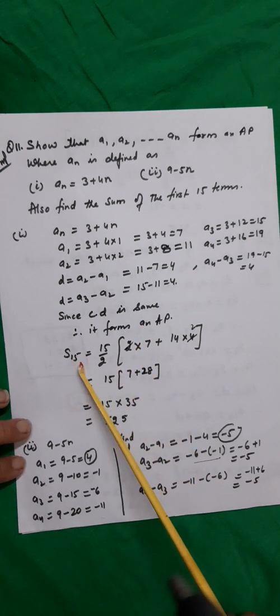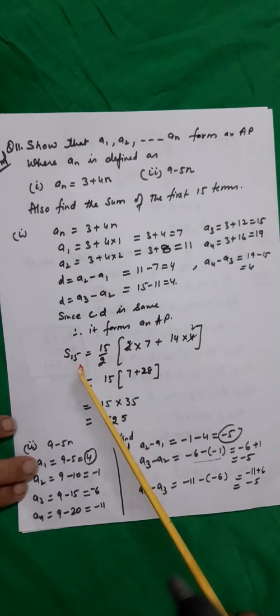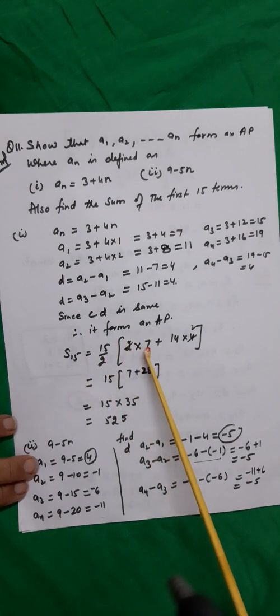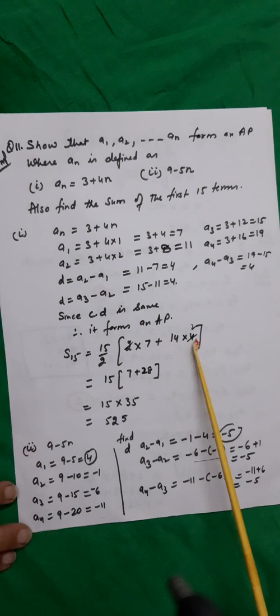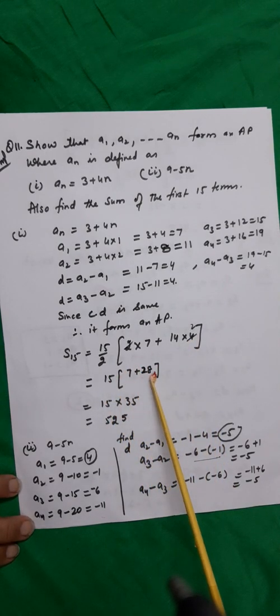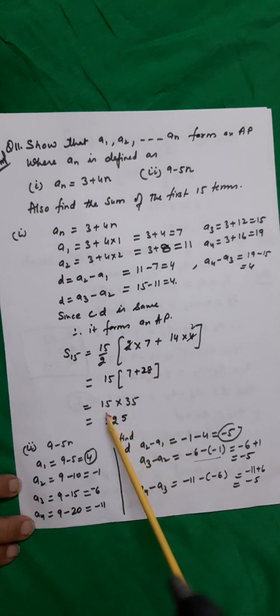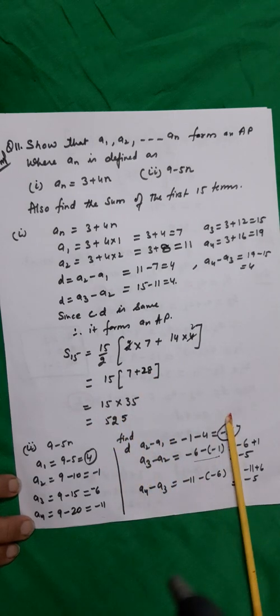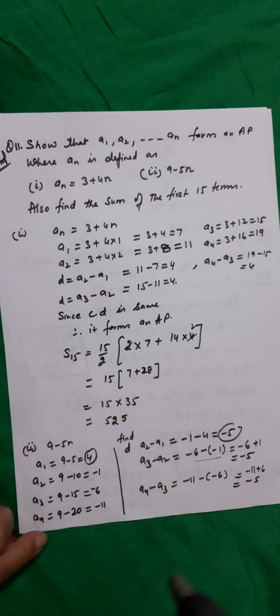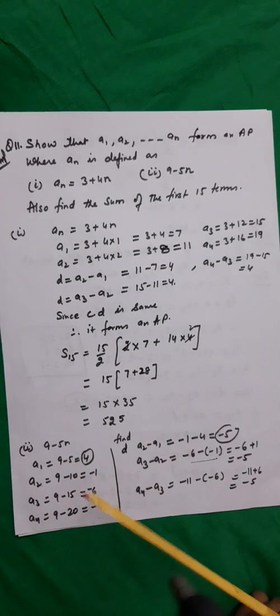Which means now we can easily find S15. S15 is equal to 15/2 into (2 into 7 + 14 into 4). This means 15 into (7 + 28), which is equal to 15 into 35, which is equal to 525.